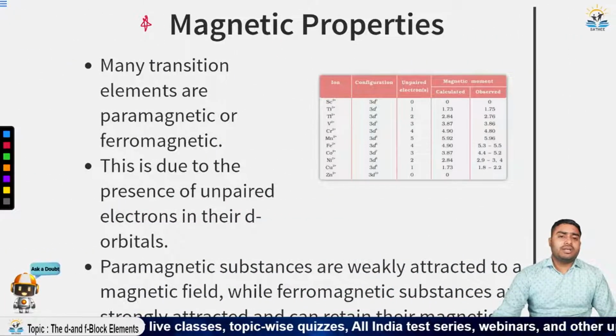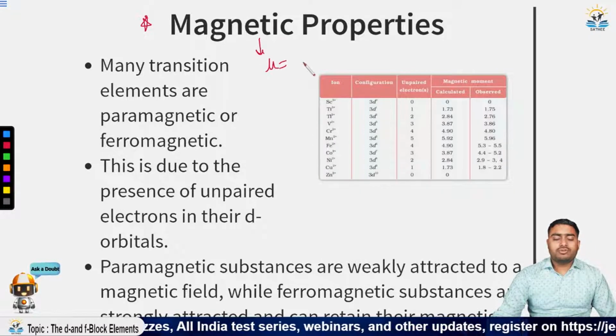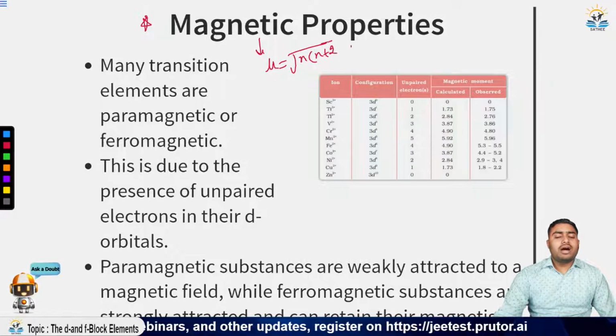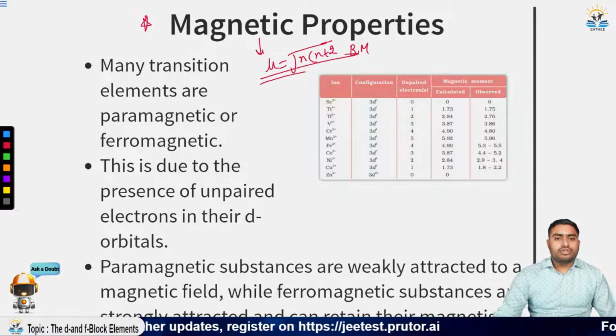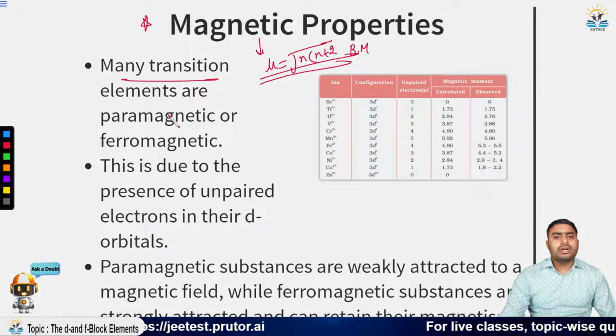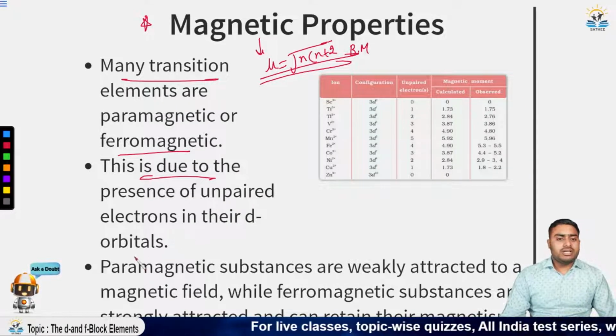Next is magnetic property. Whenever in any question you want to calculate the magnetic moment, you have to use this formula: mu is equal to under root n(n+2) Bohr magneton, where n is the number of unpaired electrons. Many transition elements are paramagnetic due to the presence of unpaired electrons, but some are ferromagnetic as well, right? This is due to the presence of unpaired electrons in their d orbitals.